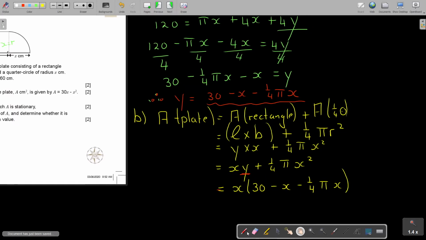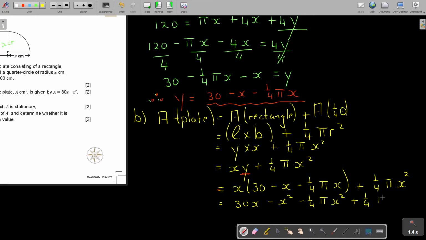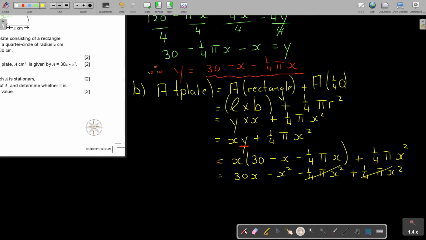okay, plus a quarter pi x squared. Okay, and that's going to be 30x minus x squared. Now, can you see? Minus a quarter pi x squared plus a quarter pi x squared. Oh, that is nice. I always like it if things cancel out. Okay. And that is just going to give me 30x minus x squared. Exactly as they gave me there.